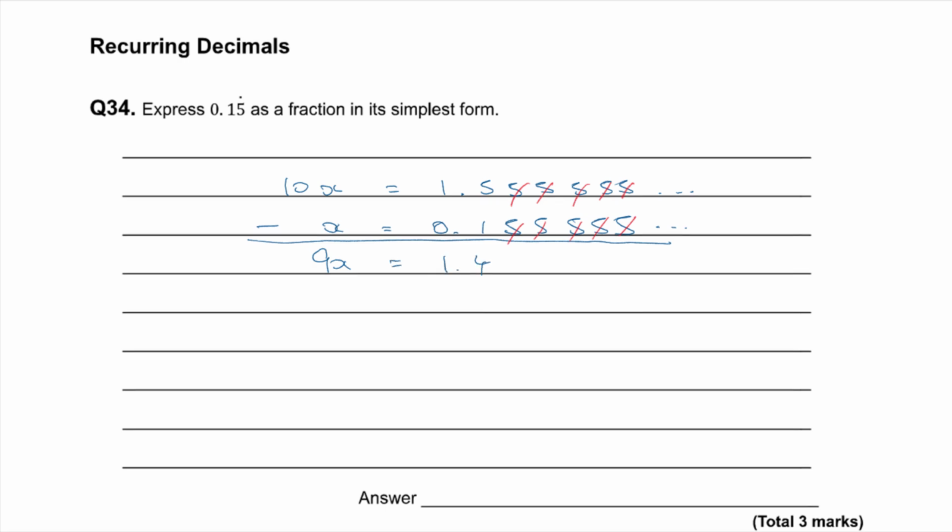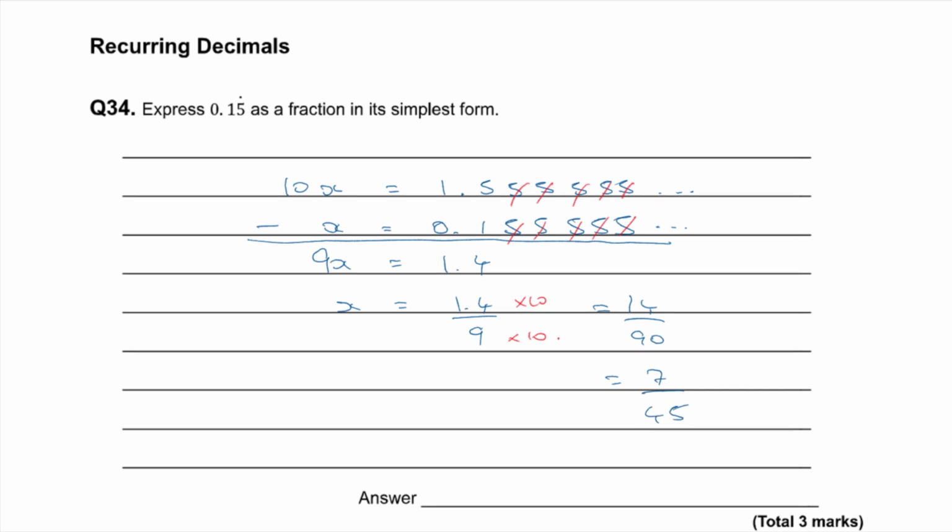So 1.5 minus 0.1 is just 1.4. So I've got 9x is equal to 1.4, so x must be equal to 1.4 over 9. Now we don't tend to write fractions with a decimal point in there, so if I multiply top and bottom through by 10, just to get rid of that decimal point, shift it along one, that's going to give me 14 over 90. Does that simplify? Well, they're both divisible by 2, so that's the same thing as 7 over 45.